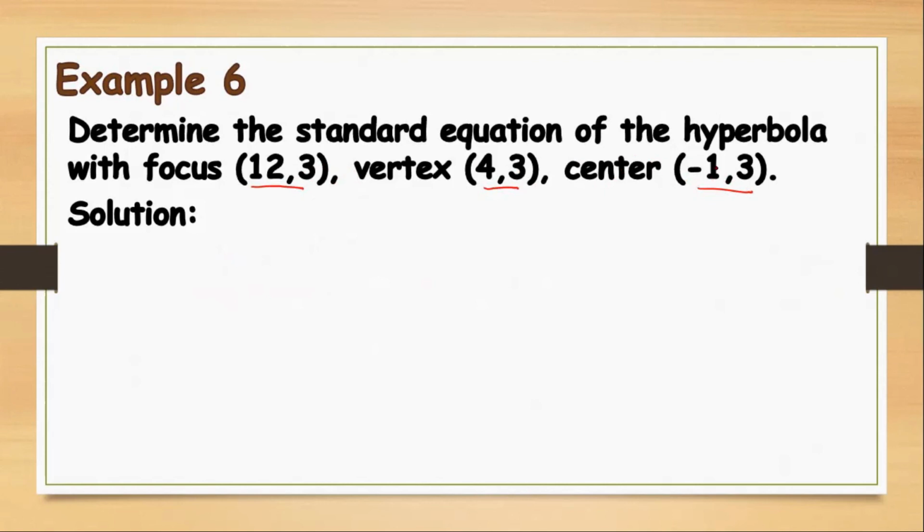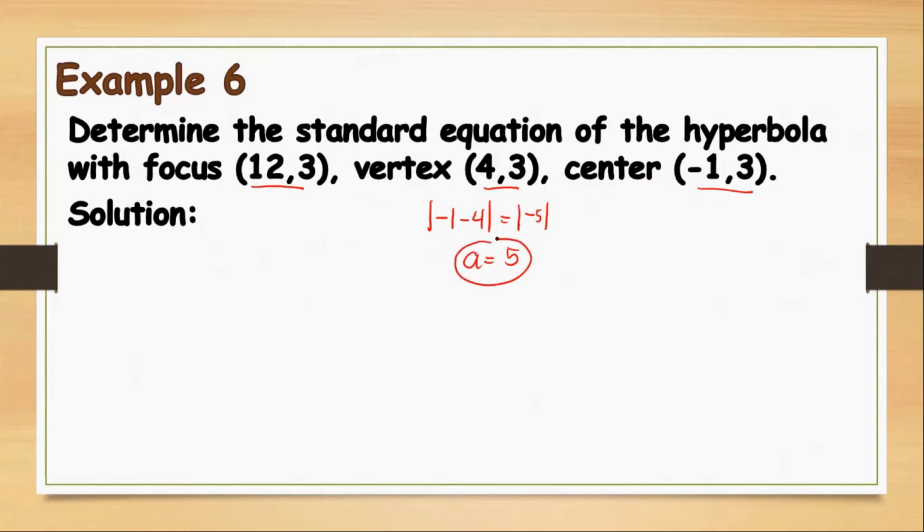So let's find the distance from the center to the vertex. Since there is a change in x, let's see. So we have absolute value of negative 1 minus 4. That is absolute value of negative 5. So from the vertex to the center, which is our a, the distance is positive 5.